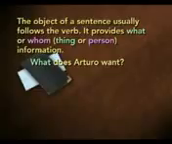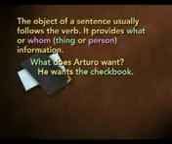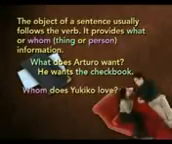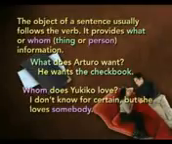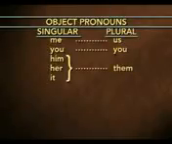What does Arturo want? The what is, he wants the checkbook. Whom does Yukiko love? I don't know for certain, but she loves somebody, person, right? So the object pronouns, singular ones, me, you, him, her, and it. And then the plural forms, us, you, and them. And of course, them can be people and things.